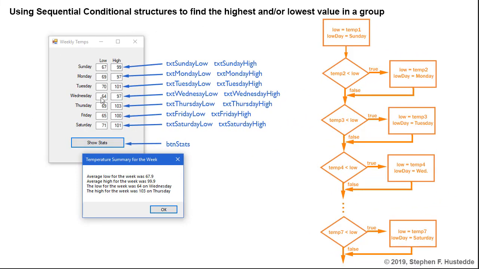So the interface consists of 14 text boxes, which I have labeled TXT Sunday low and TXT Sunday high, TXT Monday low, TXT Monday high, down through TXT Saturday low and TXT Saturday high. And then I also have a button which I've named BTN Stats. Everything else is a label. In fact, the 7 weekday names here are just one label where I press the enter key. I think I put a blank line between just to spread that out a little bit. And then the low and the high labels, you don't need to name any of those labels. We won't refer to those in code.